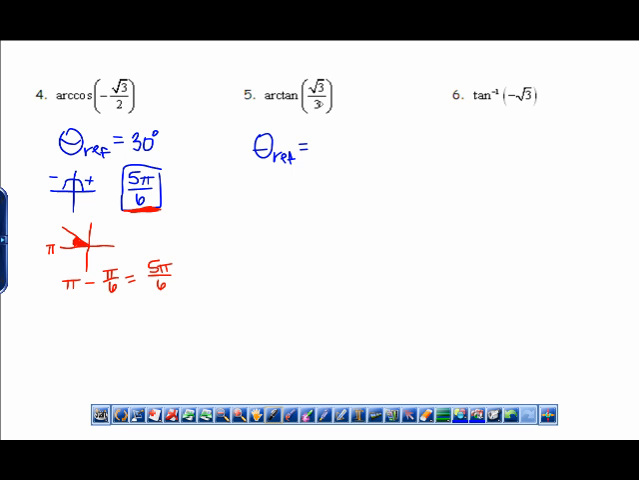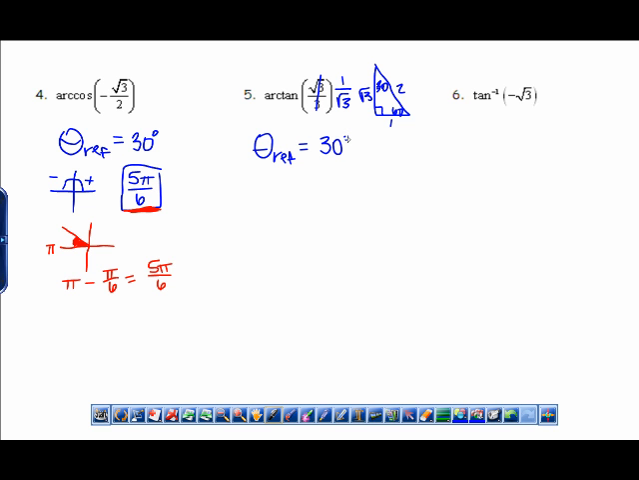This one in particular is much easier if you just have it memorized, because if you're looking at a triangle, you're not going to see square root of 3 over 3. You're really going to see 1 over square root of 3, because this has just been simplified. So if you do decide to draw a triangle on this one, 30, 60, 1, root 3, 2, opposite of 30 is the 1, adjacent is the root 3, so it's 30 degrees. 30 degrees is the reference angle.